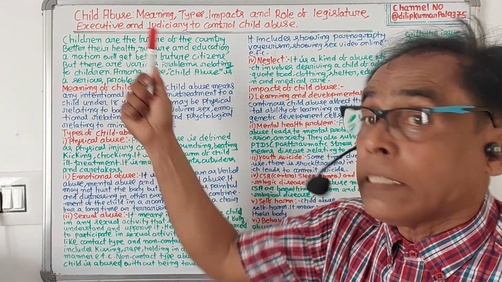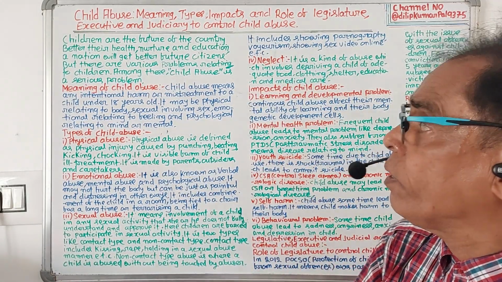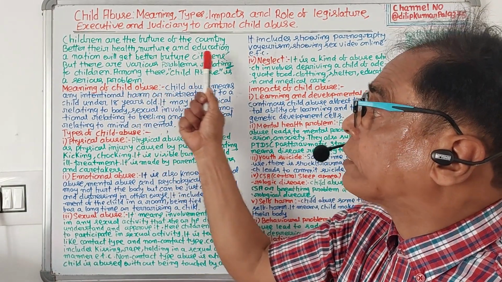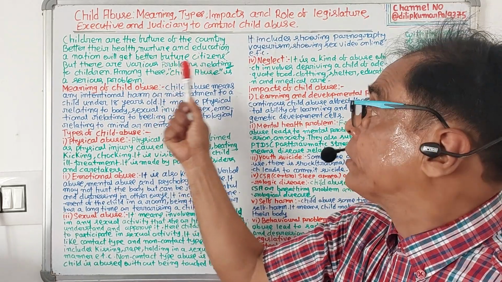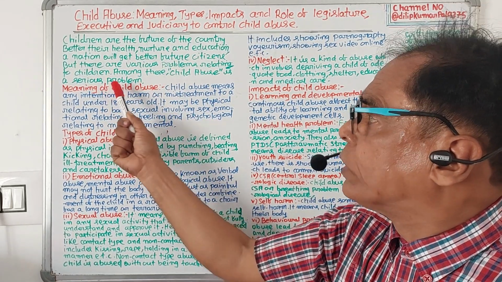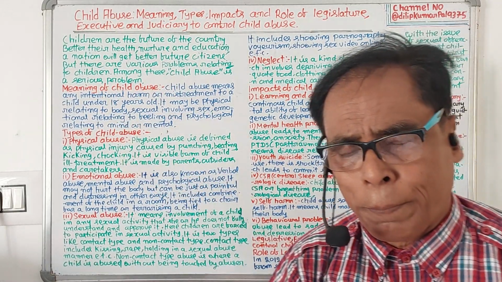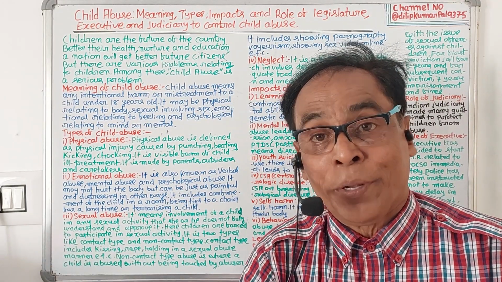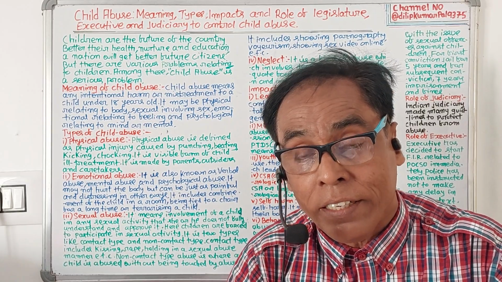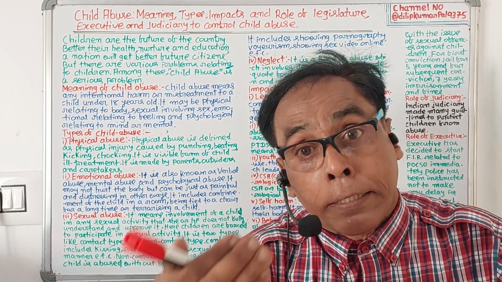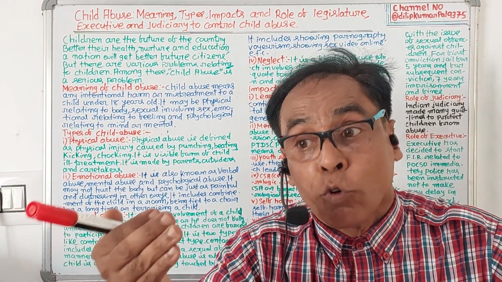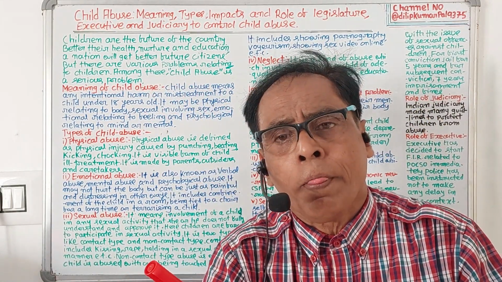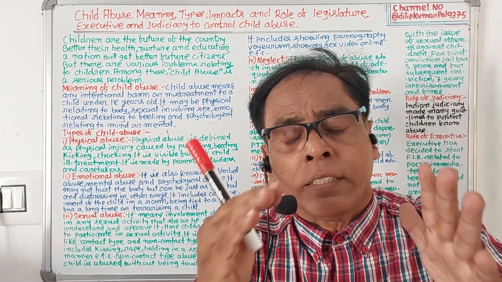Let us start. Child abuse. What is the meaning of child abuse? Children are the future of the country. Better their health, nurture and education, a nation will get better future citizens. But there are various problems relating to children. Among these, child abuse is a serious problem.